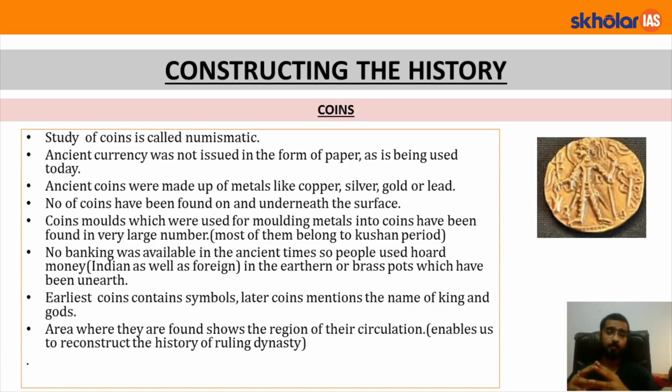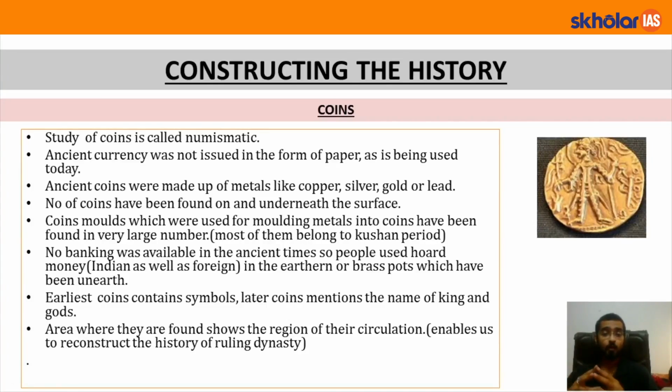A number of coins have been found on and underneath the surface of the earth. That is, they were excavated and they were also found on the surface. Coin molds which were used for molding metal into coins have been found in large numbers, and that is why we know that they produced coins of metal, because they had metal moldings.